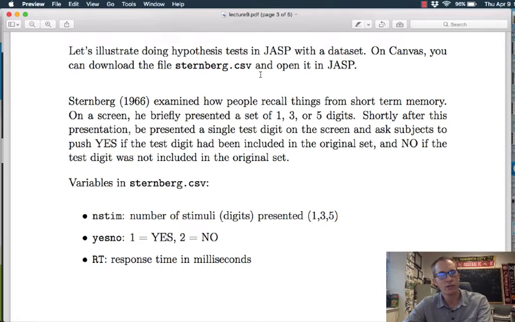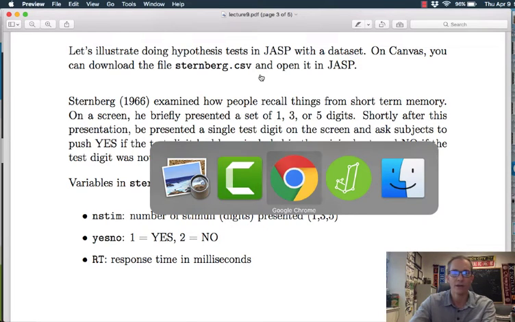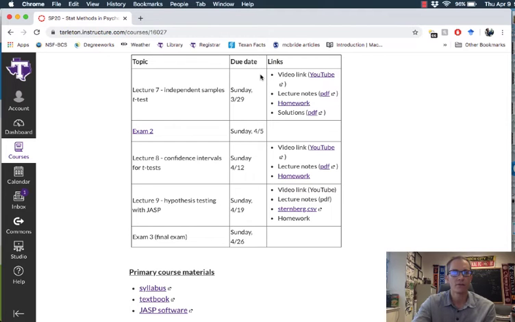Now I'm going to briefly show you in Canvas where that is and how you find it. So here's Canvas. Depending on when you're watching this video, your Canvas may look a little different, but somewhere around where you linked to this lecture is a file called Sternberg.csv. If you're on a Windows machine, you'll want to right-click on this. If you're on a Mac, there is no right-click, so you Control-click. I'm going to hold down the Control button and then click.